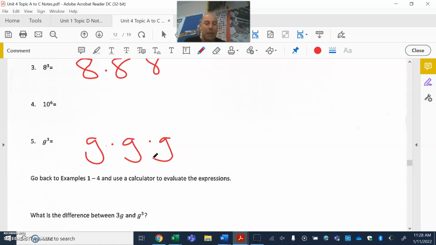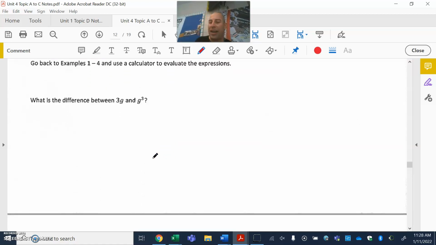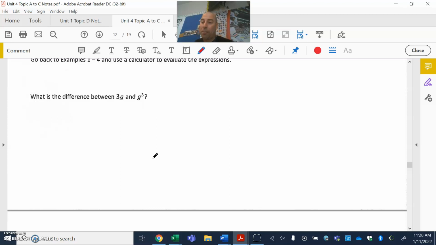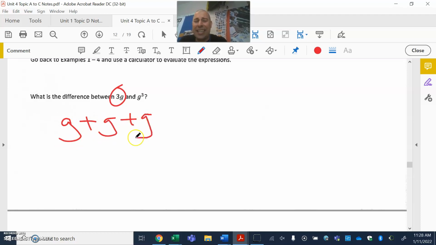Here's the big ticket item that we are after. We have 3g and g to the 3rd power. What we want to watch for here is this is multiplication, which means it's repeat addition: g plus g plus g. Whereas g to the 3rd power, that's repeat multiplication: g times g times g. Completely different, doing your addition rather than your multiplication. So that's the main thing we want to watch for. Repeat addition, multiplication. Exponents, repeat multiplication.